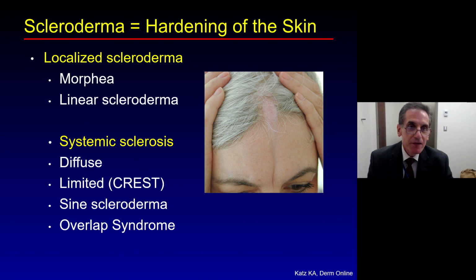Scleroderma means hardening of the skin, and it can be localized, such as what's called morphea, like this, so-called en coup de sabre, or it can be what's called systemic sclerosis, which can either be diffuse or limited disease. And then there are other autoimmune diseases that can have a component of scleroderma-like findings.